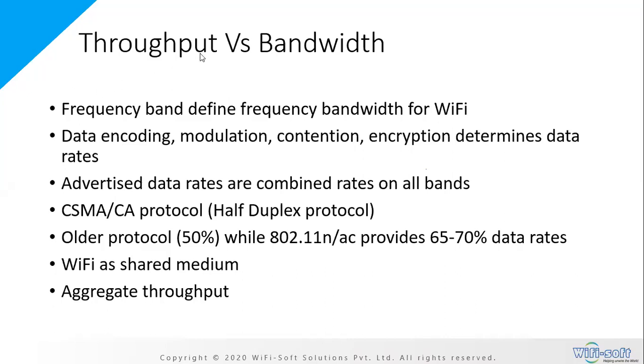And whatever advertised data rates that you see, so you get a 300 Mbps data rate, this is basically data rates combined. These are combined data rates on all the bands. So you're having multiple bands. Let's say you have a dual band or a tri-band radio or tri-band access point. So these advertised data rates are basically the combined data rates on all the bands. Now, one of the most important things which almost all the Wi-Fi companies don't tell you when they advertise 300 Mbps or 1200 Mbps is that Wi-Fi is based on a protocol called CSMA/CA.